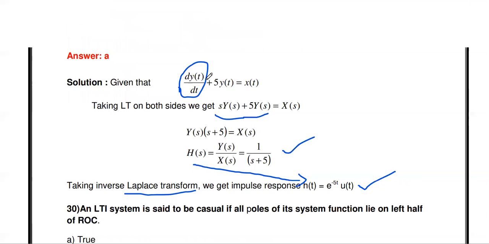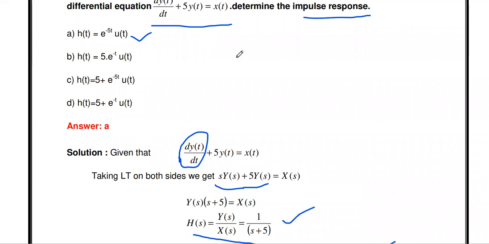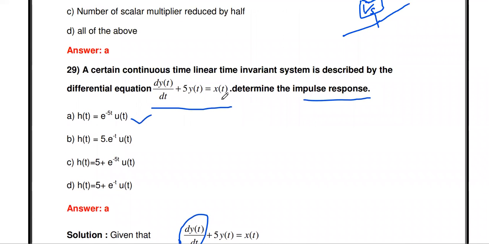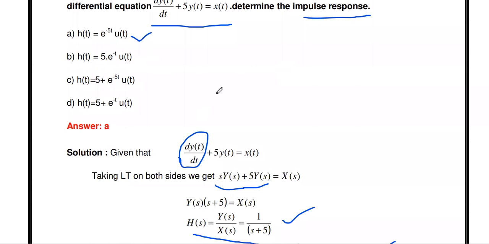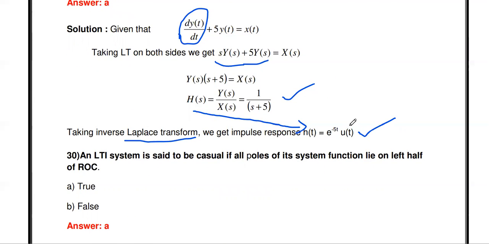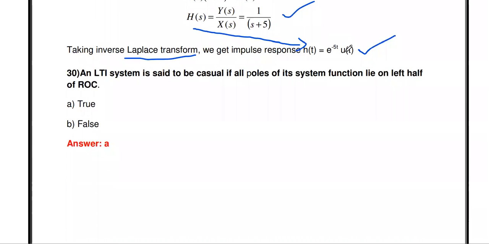So it is one of the questions. Many questions like this we solved in the 3rd unit, in big 8-mark question problems. Now it is a multiple choice question pattern, so you may get questions like this in a 2-mark problem also. So h(t) equals e^(-5t) u(t) is the answer.